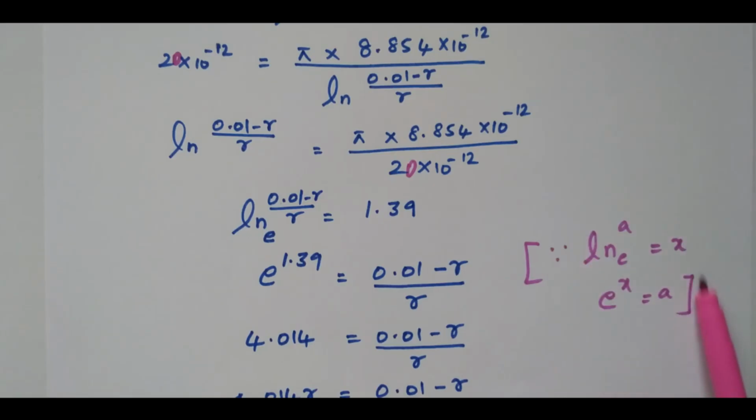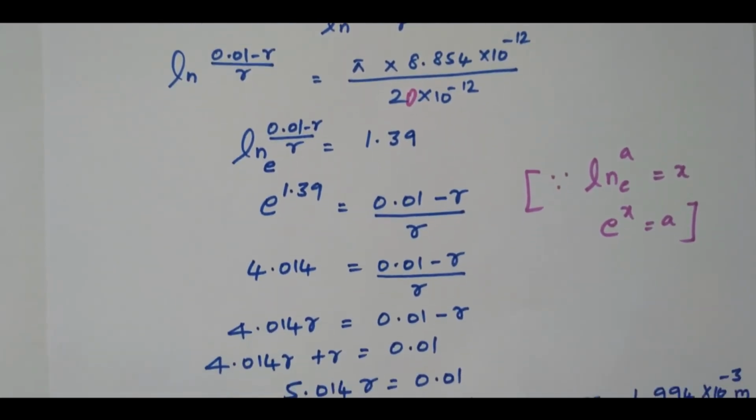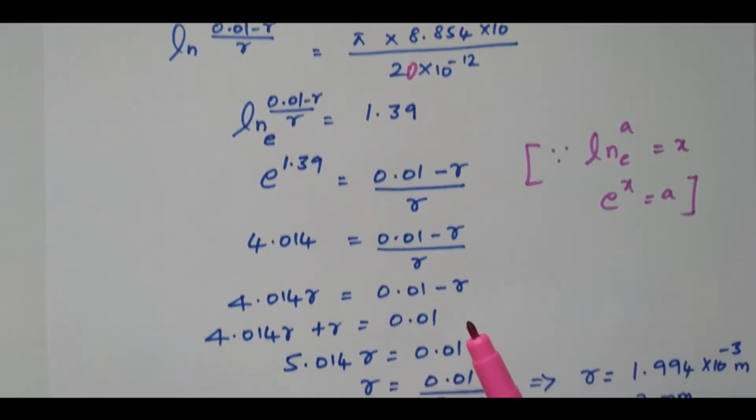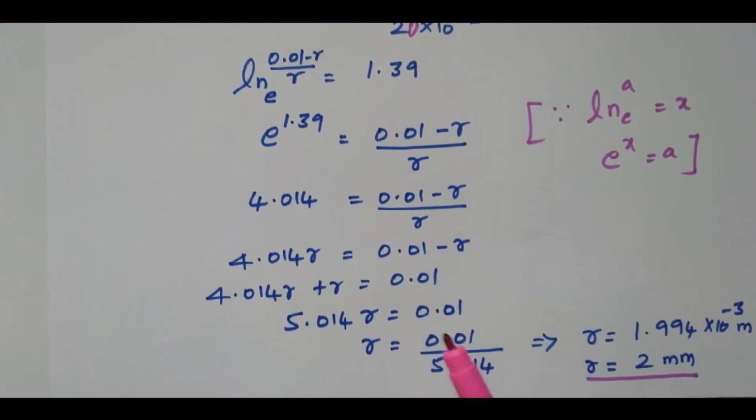So based on this formula, interchanging these two will remove the log. Here we are doing the same. We are using the same formula. E power 1.39 equal to 0.01 minus r by r, right? So e power 1.39 is 4.014. That is equal to 0.01 minus r by r. Now cross multiply this. 4.014 r equal to 0.01 minus r, right?